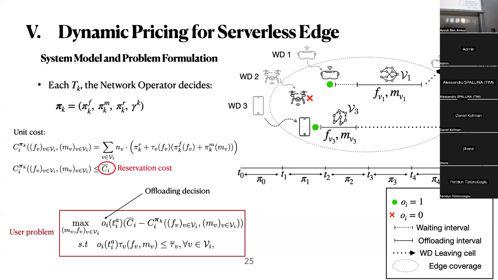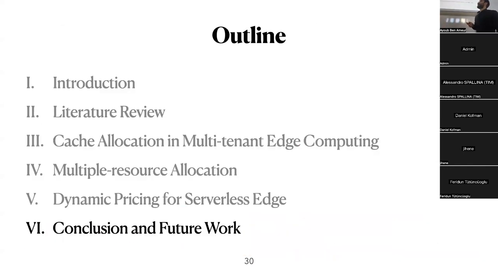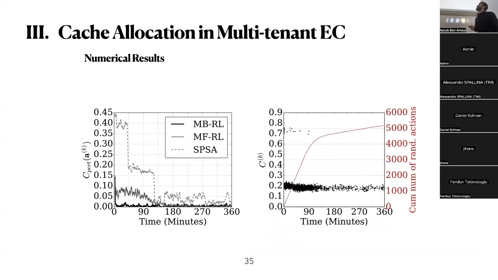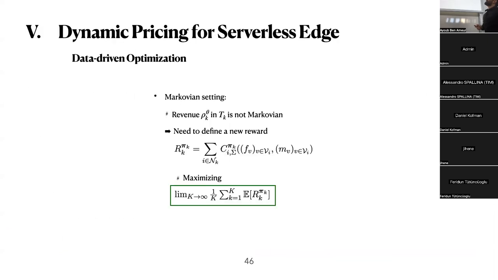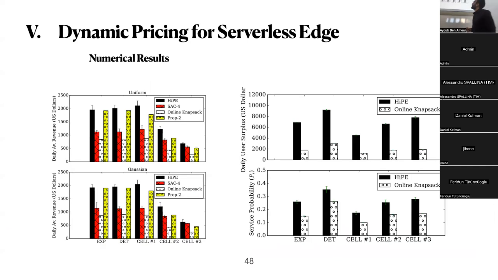Yeah. So I will go back to some backup slides that I didn't show. Basically, when we test, for instance, the distributions of some parameters, such as the reservation cost, we actually test not just one distribution. For example, in this figure, we plot the daily average revenue in US dollars for a reservation cost that is uniformly distributed and one which is Gaussian distributed. We always guarantee the best performance when we compare to, for instance, two state of the art methods.